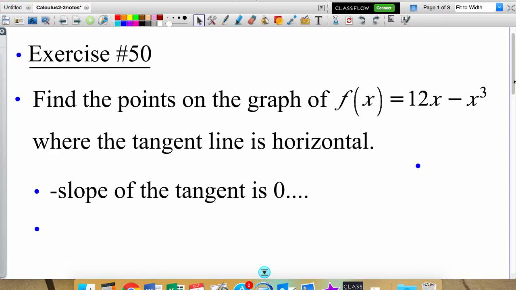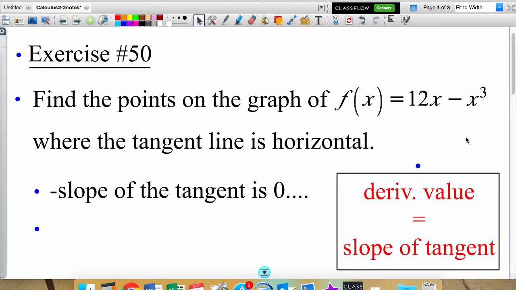Something very important that you need to note is the relationship between f of x and f prime of x. The derivative value will always be equal to the slope of the tangent of the original function f. So if we want the tangent slope to be 0, we want the derivative value to be 0. This is a very important relationship that I will stress throughout the rest of these notes as well as the rest of the year. So since we're looking for a tangent with a slope of 0, we're looking for where the derivative is equal to 0.